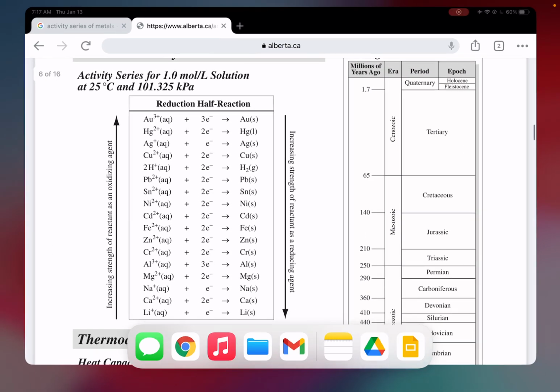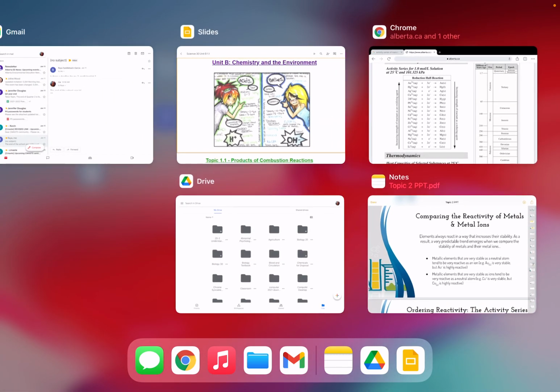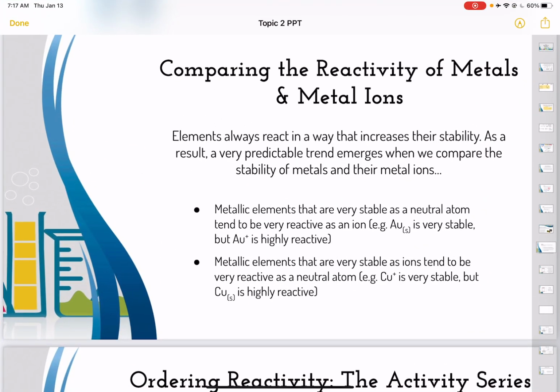Okay? So basically in nature and in life, everything is going to react to be more stable, to create stability. So when lithium reacts, it's because it wants to be like a noble gas. It wants to be that stable element.